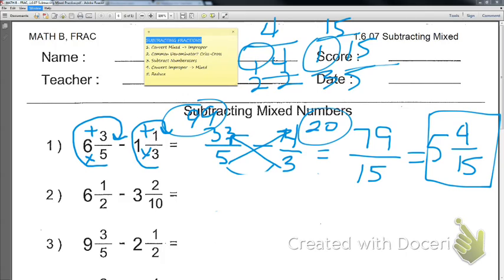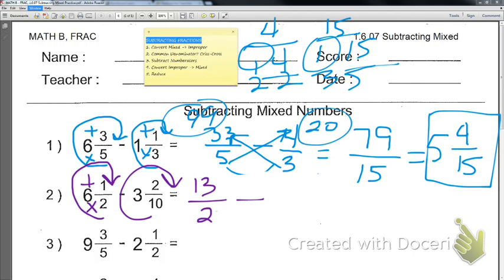Step 1, convert your mixed numbers to improper, so we have to mix it up. 2 times 6 is 12, plus one more is 13, all over 2. Minus, mix this fraction up, 10 times 3 is 30, plus 2 more is 32, all over 10. So we're ready to find common denominators.